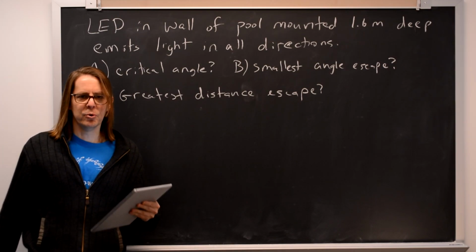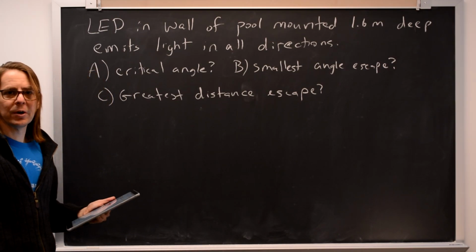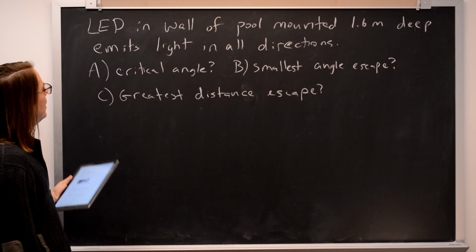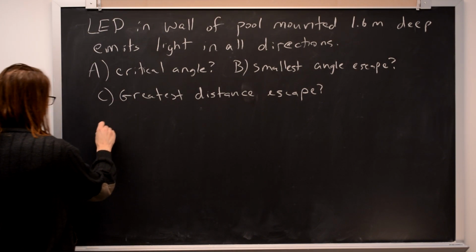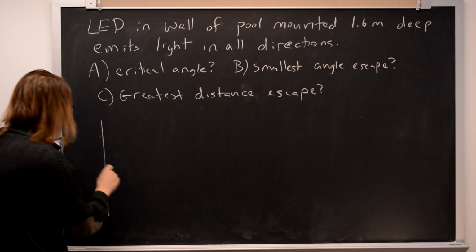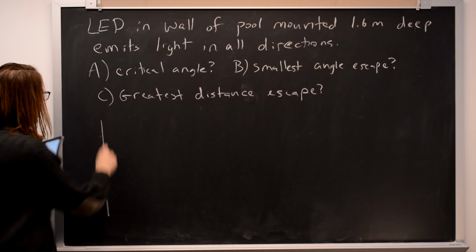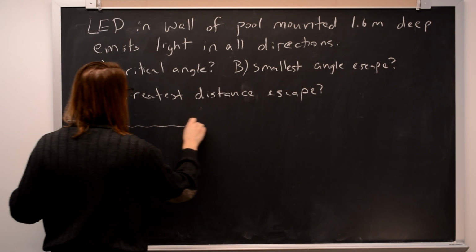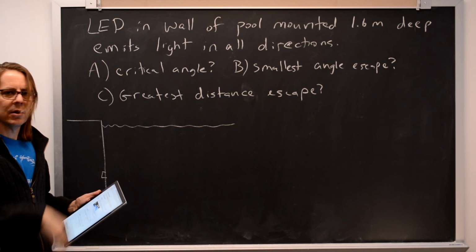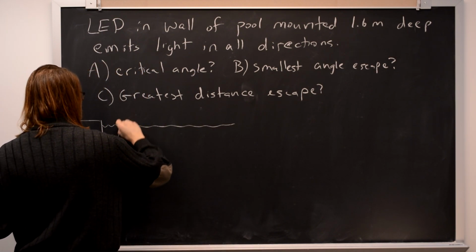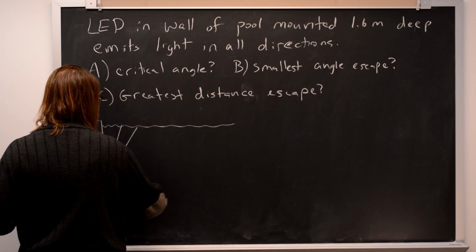Here's the problem about the pool light and the critical angle for total internal reflection. So you have an LED in the wall of a pool. There's the pool, here's the water, like that. Light goes in all directions. So we have rays coming up like this, we have rays going like that, rays going like that.